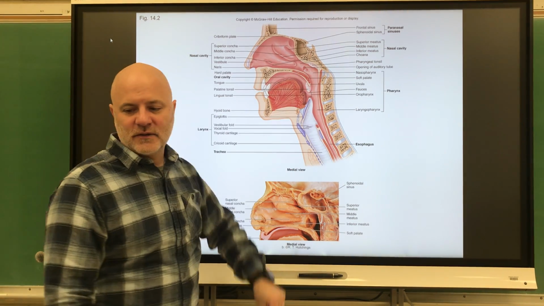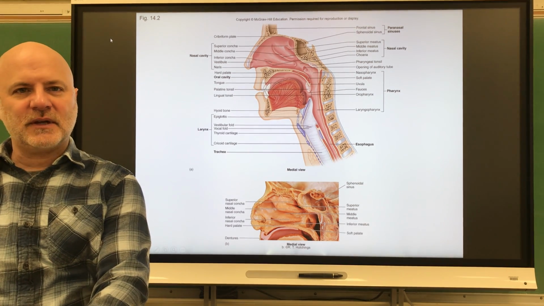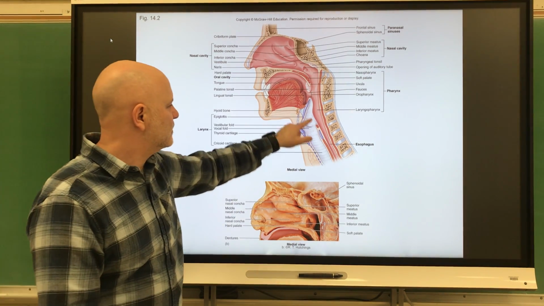All this is the pharynx. So this is a passageway between the nasal cavity and the larynx, which is our voice box, which is right there.